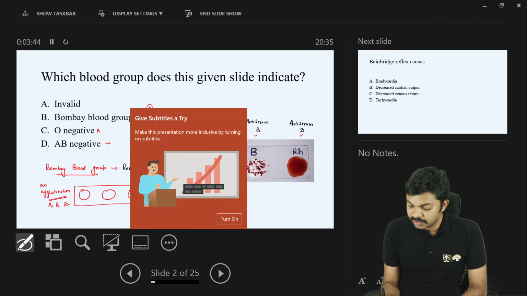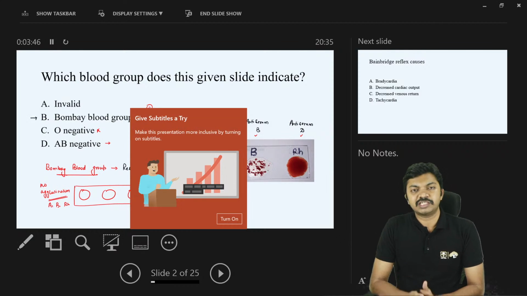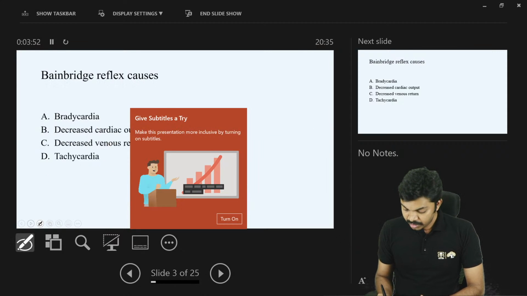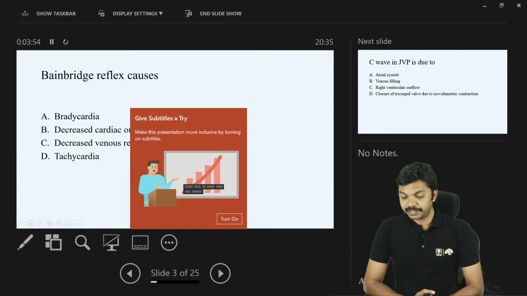Alright guys, that's the most important point in this question. When it comes to the answer, it's a very simple thing. The answer is D, AB negative. Let's move on to the next question.